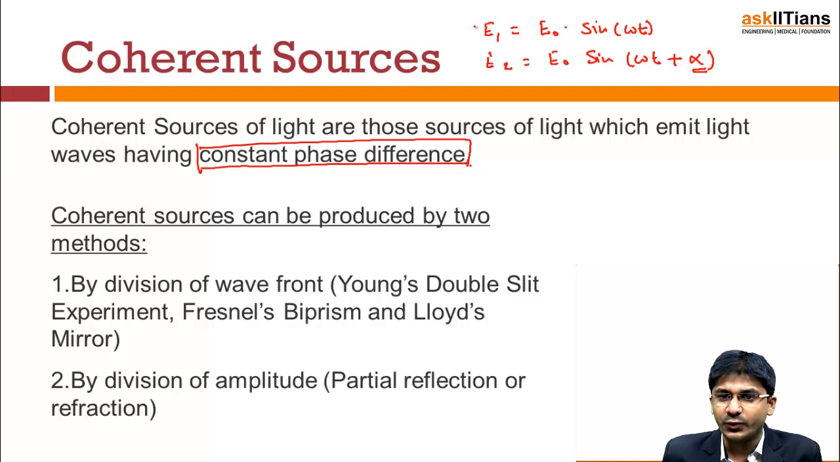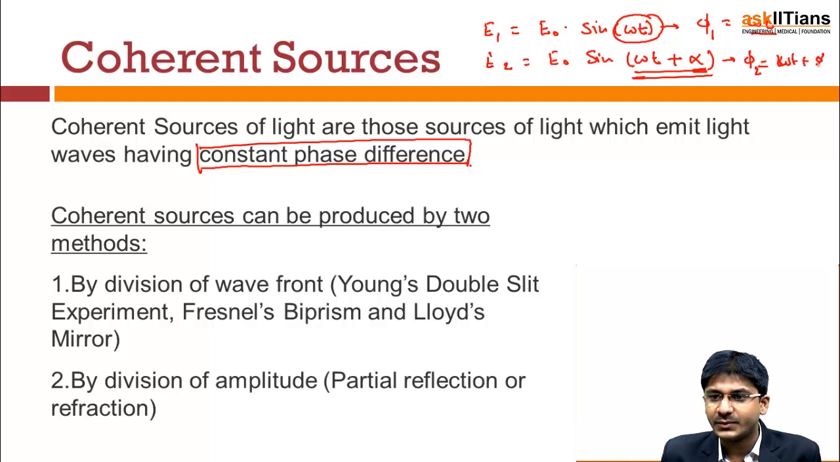Now if you see these two waves, what is the phase of this wave? This is omega t, let's denote it by phi 1. What is the phase of the second? This is omega t plus alpha, phi 2. If I ask you what is the phase difference between these two, then it will be phi 2 minus phi 1, right? It is alpha. Now if this alpha is a constant, what it means is that these two sources will be coherent.